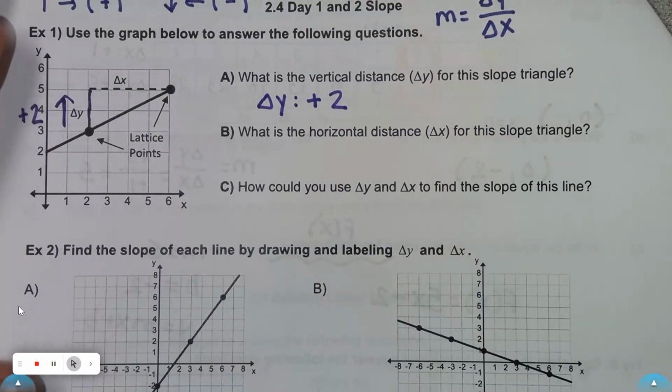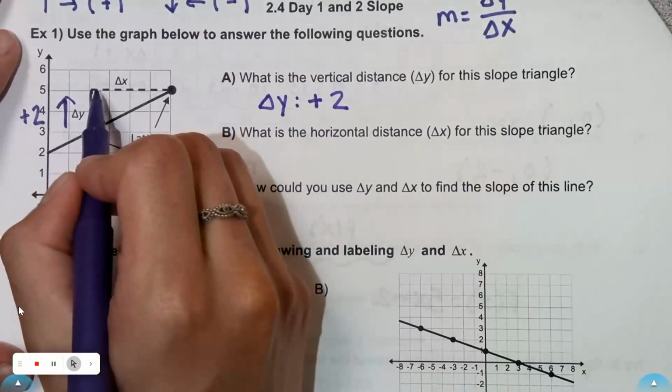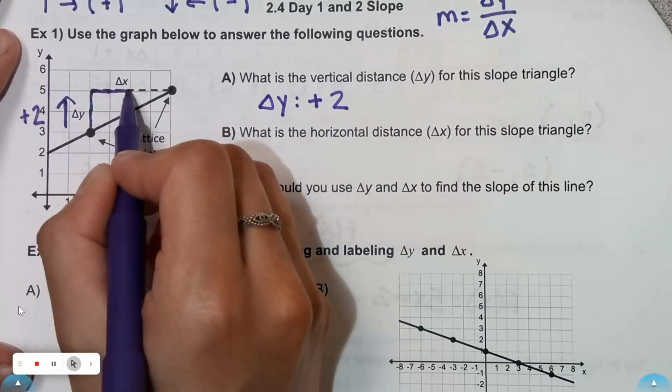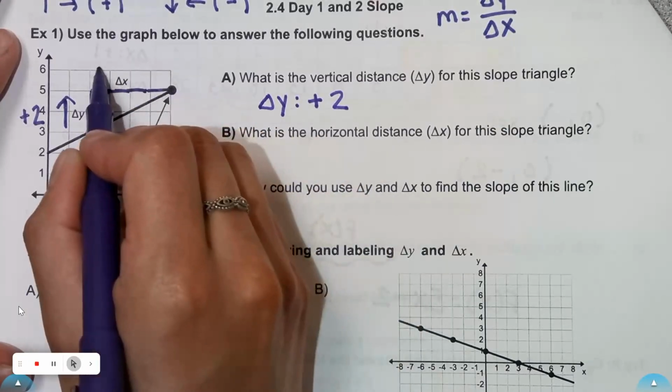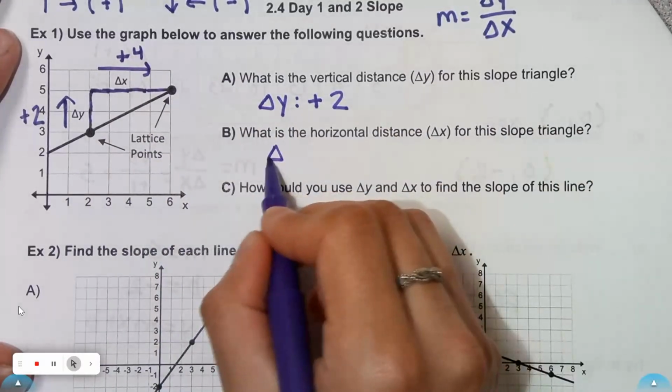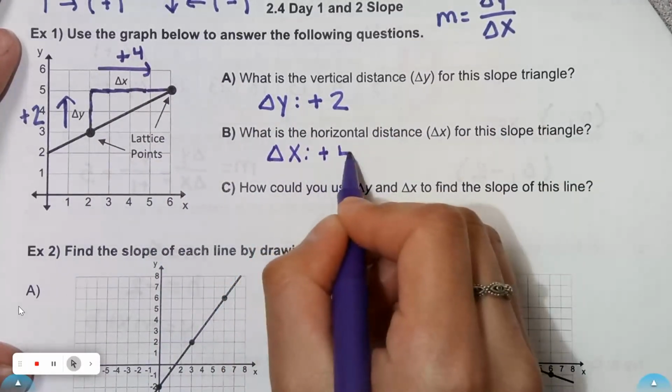And then for my change in x, I have this line right here. So I start here and I count this way. So that's 1, 2, 3, 4. Because I go to the right, that's plus 4. So my change in x is plus 4.